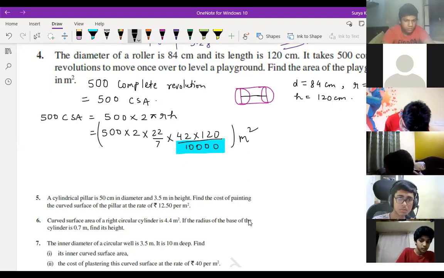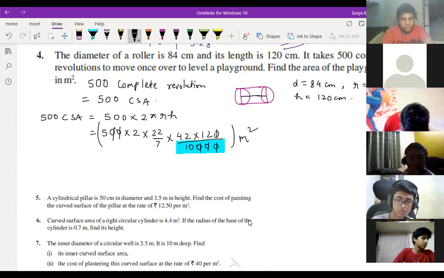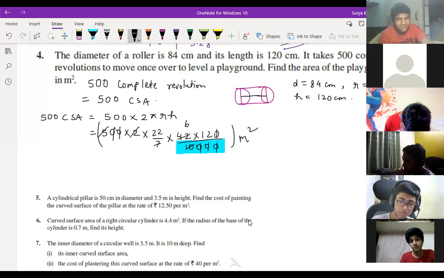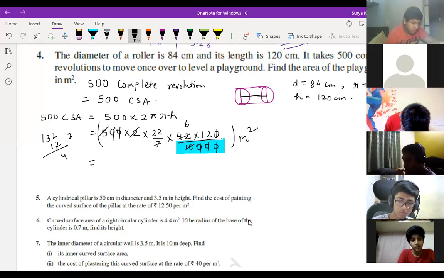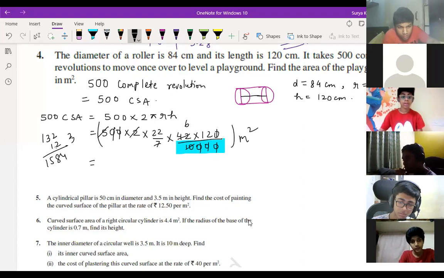Now we try to solve this. Now 1, 2, 3 zeros get cancelled. So 1, 2, 3. Again 7 sixes are 42. Again 5 twos are 10 and 10 will get cancelled. Is it clear to everyone? So 22 into 6 is 132 and 132 into 12. 12 twos are 24, carry 2, 36 and 2, 38, 12 and 3, 15. 1584 is coming.